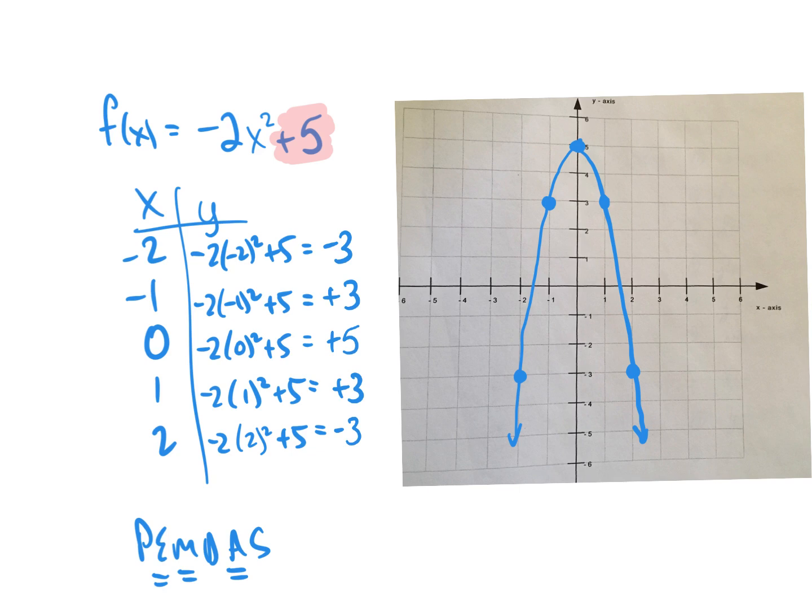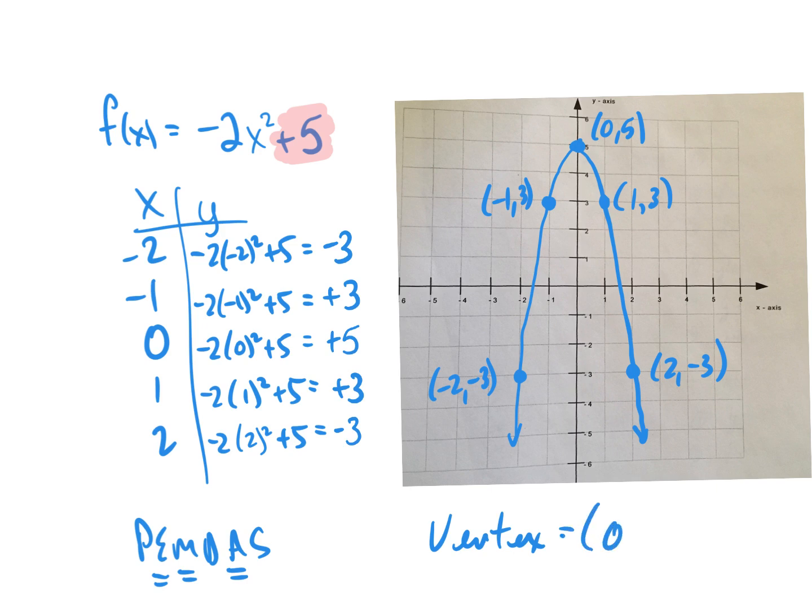All right, and maybe for the last time today, I'm just going to label the points. So (-2, -3), (-1, 3), (0, 5), (1, 3), and (2, -3). There's the 5 points. And again, you can see the shape of the parabola. You could also see that the vertex, our starting point, is going to be located at (0, 5), right?